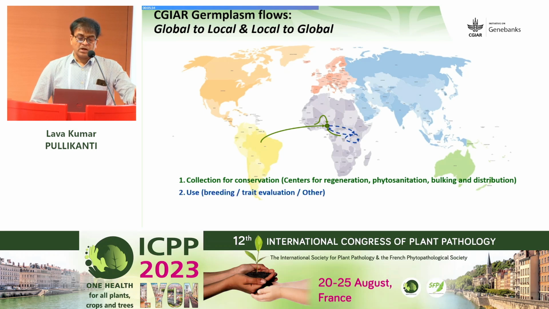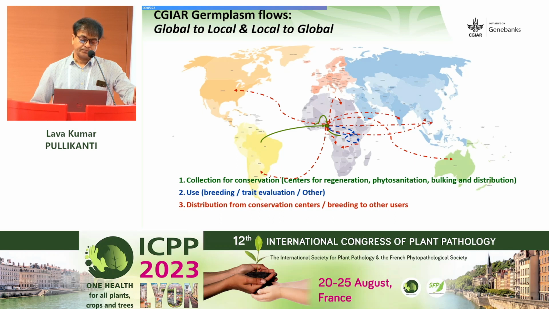And these materials are further distributed for the CG programs as well as for the partners' programs for further use, either breeding, or trait evaluation, or more recently for genotyping purposes. And then from the conservation centers, they are also widely distributed upon demand, on request. Anybody can go to the CG website, readily see the list, and place an order. And these materials are distributed under the SMTA, the Standard Material Transfer Agreement.